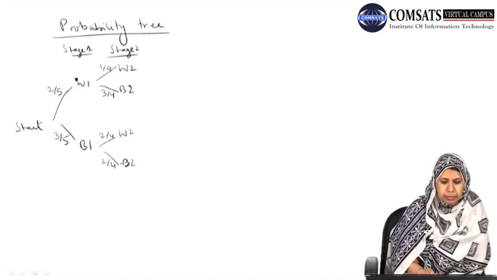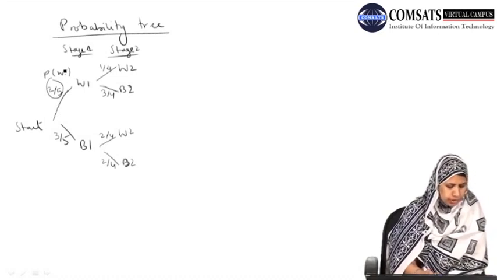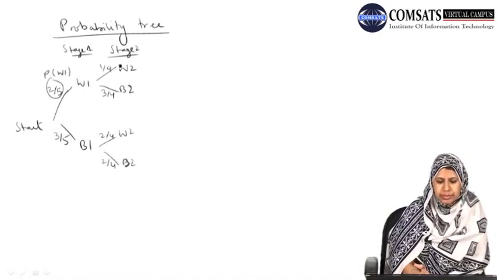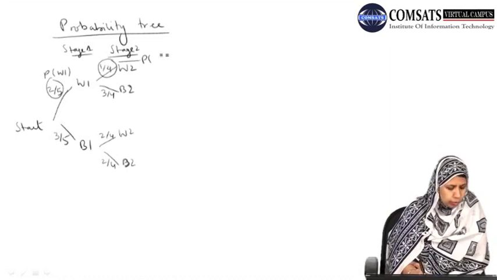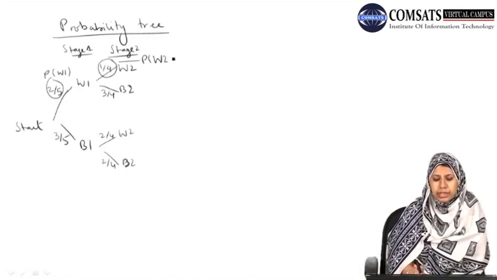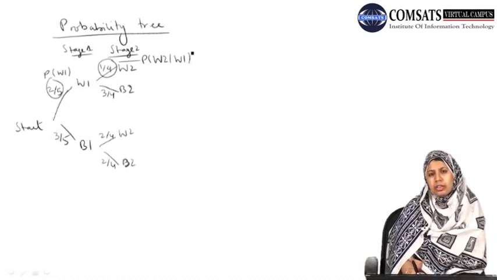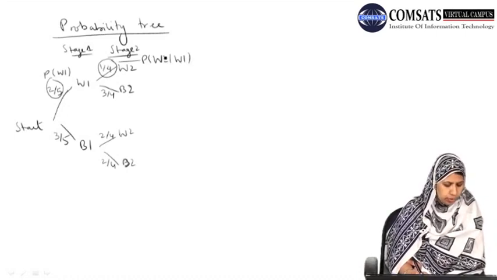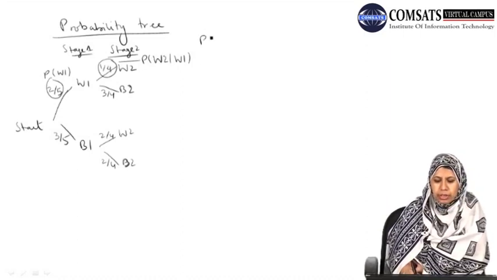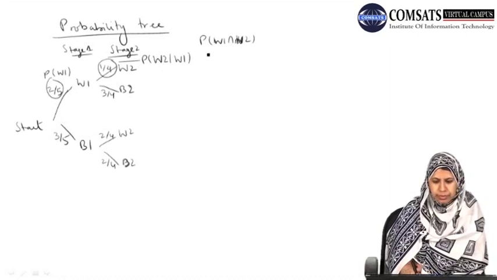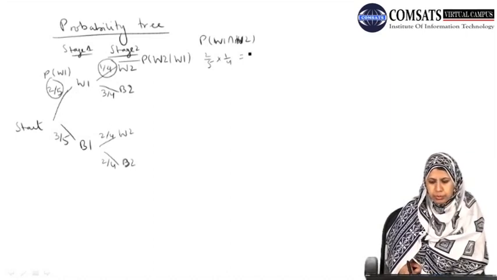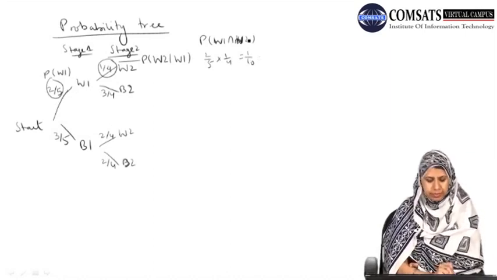So this number gives us the probability of obtaining the white ball on the second draw, given that on the first draw we already have a white ball. And then we obtain the probability of a white ball on the first draw and on the second draw. So this is nothing but 2 by 5 into 1 by 4, which is equal to 1 by 10.